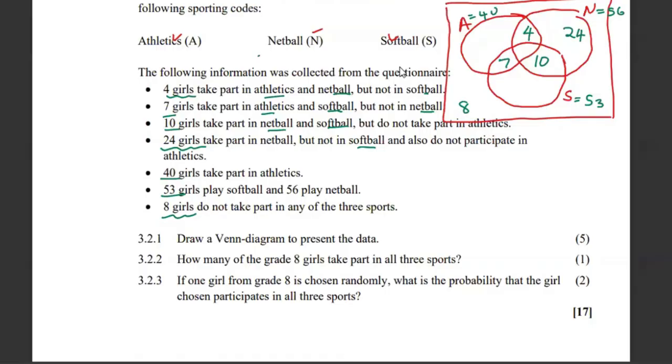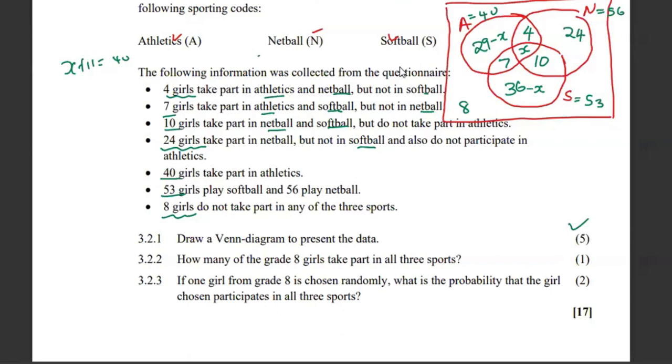So if I let the players taking all 3 be X, I need to fill up these parts. This is 7 and 4, that's 11. X plus 11 should be 40. I'm looking for what is left here, meaning 40 minus 11, which is 29, minus X. So 29 minus X. And then this is 17. So 53 minus 17 is going to be 36 minus X. I think that's the Venn diagram that they needed for the 5 marks.